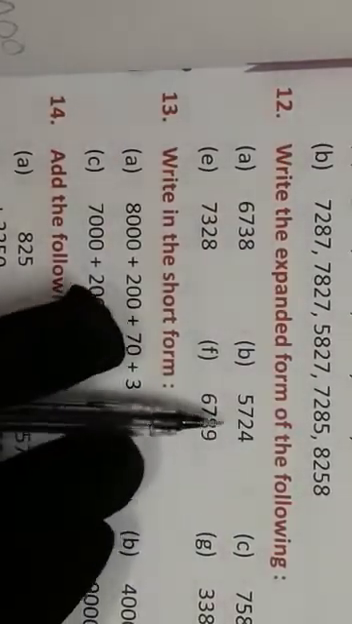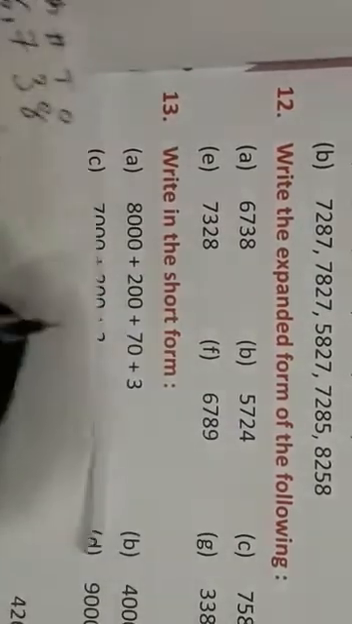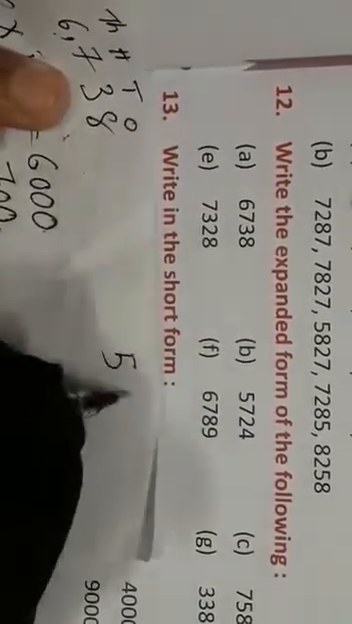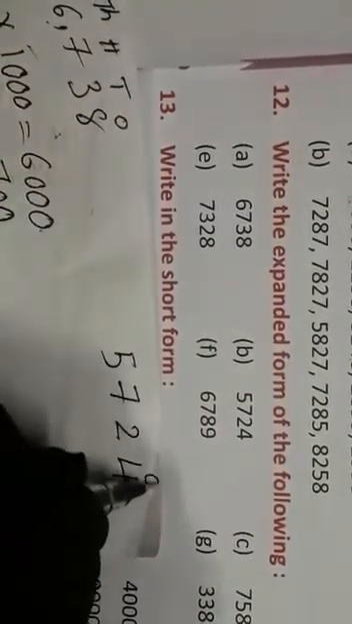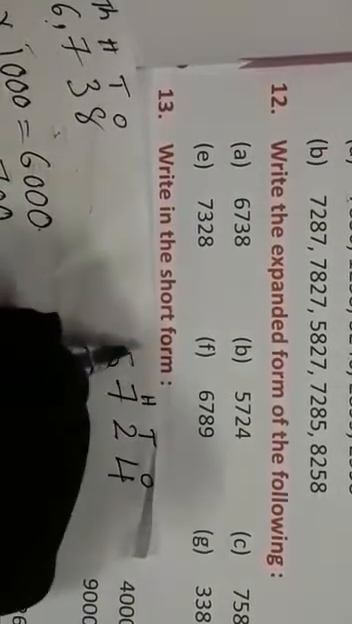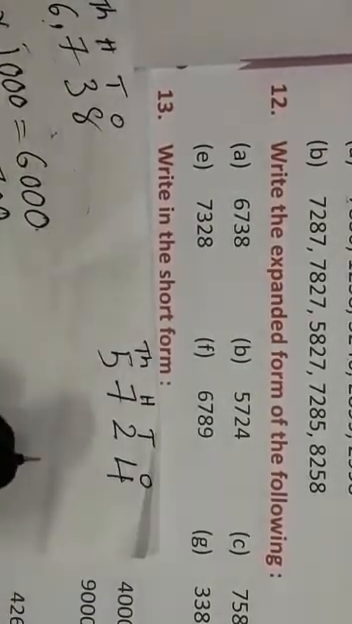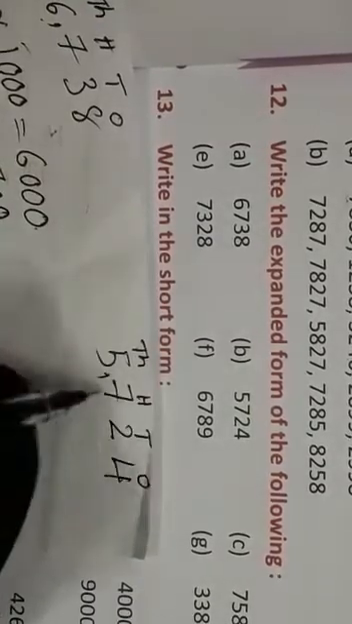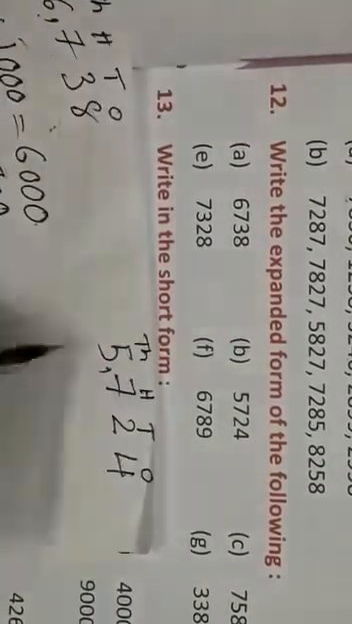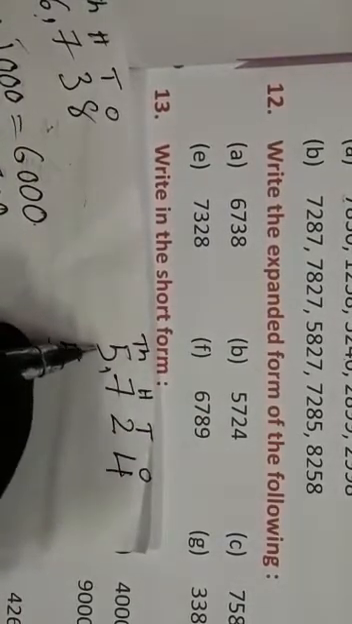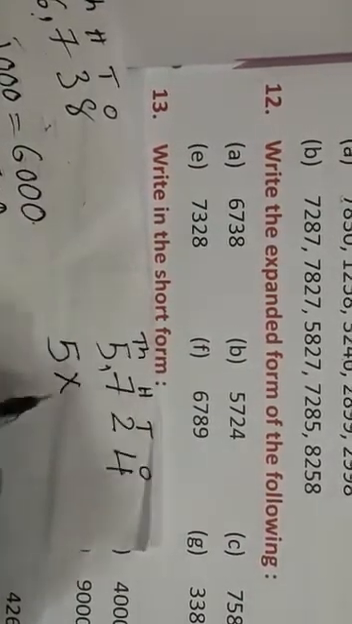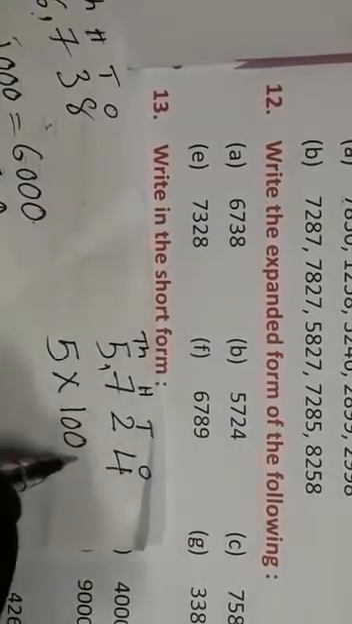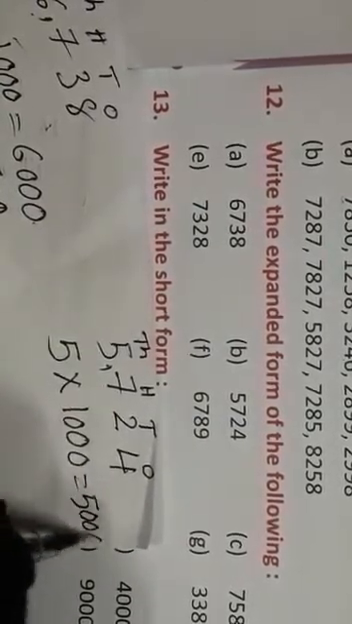The next number is 5,724. See here, 5,724. First we put the place value on it. Ones, tens, 100, 1000. Now this number can be easily readable for us. It's 5,724. We multiplied 5 by its place value, and its place value of 5 is 1000. 5 at 1000 position we multiplied 5 by 1000 is equal to 5000.